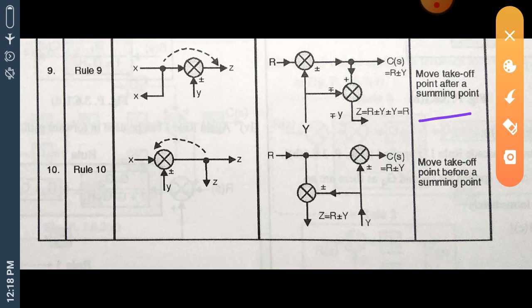Exactly in the opposite way, moving a takeoff point before a summing point. Let us see, we have to move a takeoff point before a summing point. We have to add a summing point in the path of Z by adding a plus minus sign from the input Y.